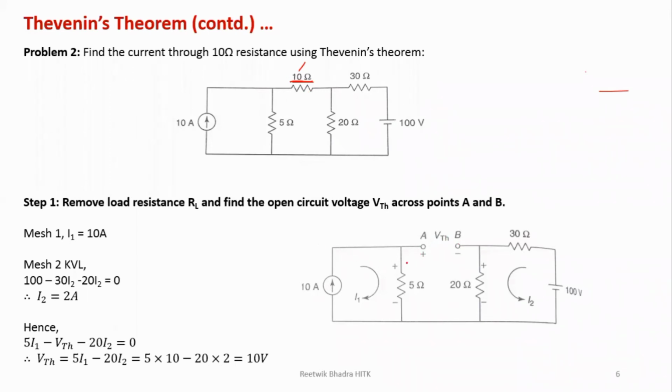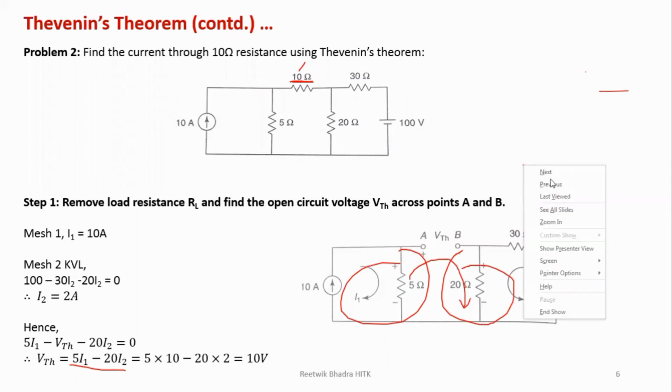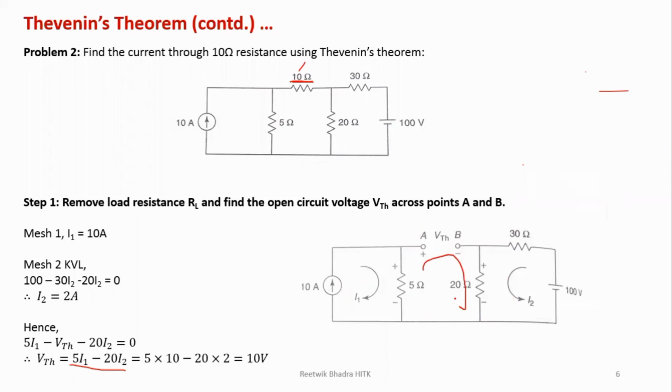Now over here again, see the approach. What will be VA? VA will be the drop across this 5 ohm. What will be VB? VB will be the drop across this 20 ohm. So I can find out 5 into I1 minus 20 into I2, because in this loop I2 current flows. So that should be my general formula, or you can go by process. You can consider the direction over here, then minus VTH minus 20 I2 plus 5 I1 gives you 0.